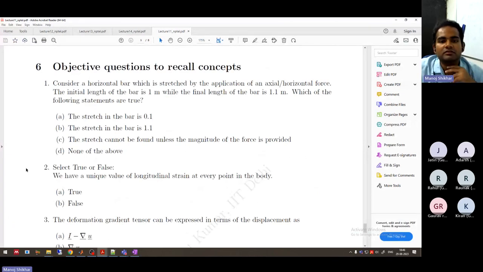So this is in lecture. This is in the PDF of lecture 11 on the site of Professor Ajit Kumar, and I will be solving question number 1 here. So consider a horizontal bar which is stretched by application of an axial/horizontal force. The initial length of the bar is 1 meter, while the final length of the bar is 1.1 meter. Which of the following statements are true?